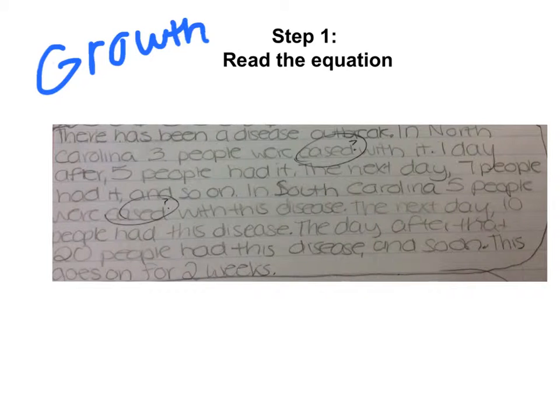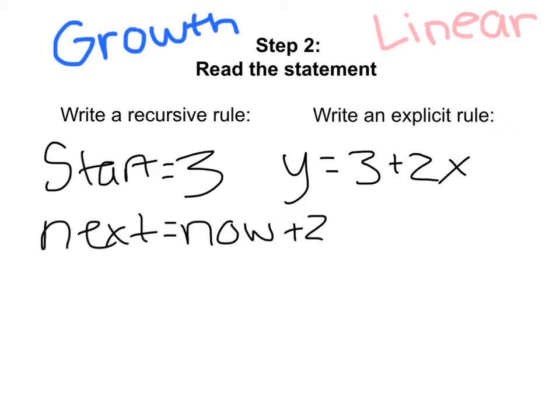In South Carolina, 5 people were cased with this disease. The next day, 10 people had this disease. The day after that, 20 people had this disease, and so on. This goes on for 2 weeks. Step 2, read the statement.